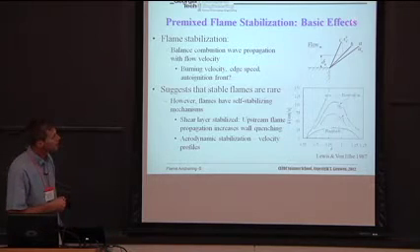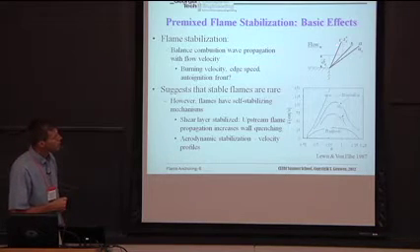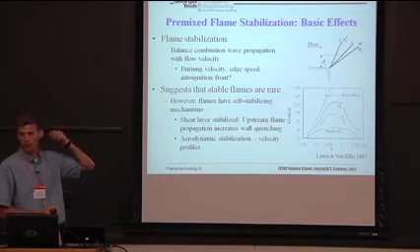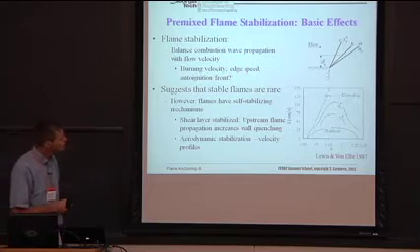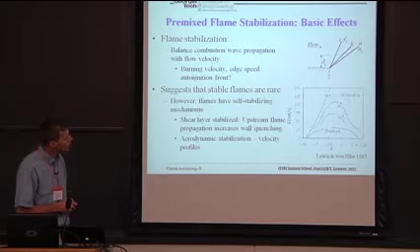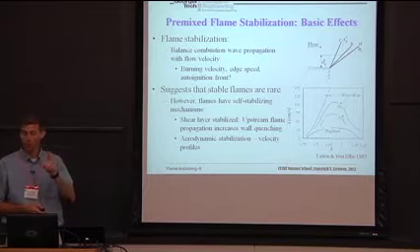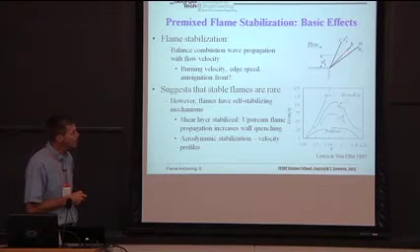Configuration C, the flame speed is actually higher than the flow speed in some regions. So this is a flame that's going to actually propagate upstream, right? It'll flash back. Configuration B is a special case where the flame speed and the flow speed exactly match at one and only one location, right? And so this is a stable flame. The flame will hang on right there.